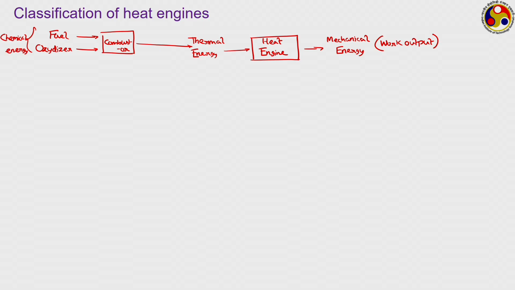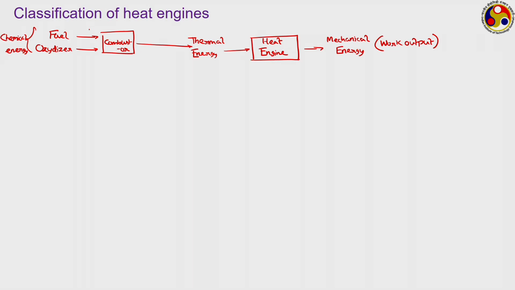So, any heat engine commonly starts with a form of chemical energy. Through the combustion reaction, it gets converted to thermal energy, and in the second step this thermal energy gets converted to mechanical energy or work output. So, it is not one, rather two steps of energy conversion involved in any heat engine.